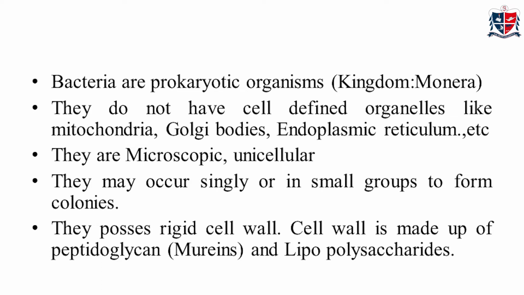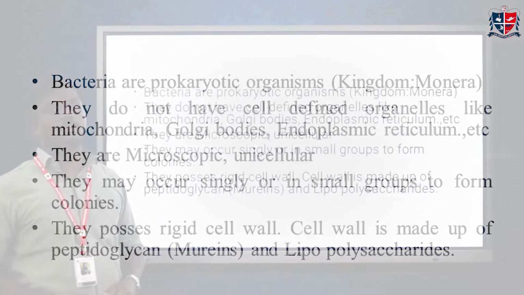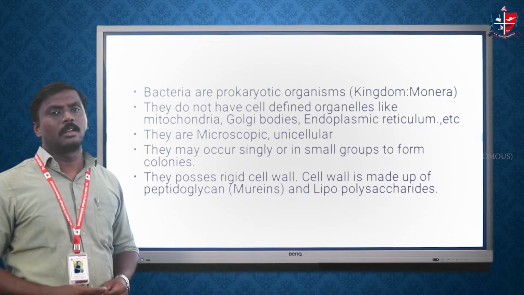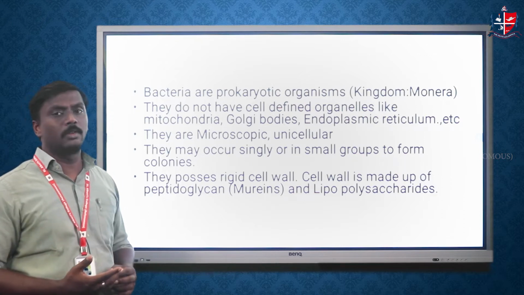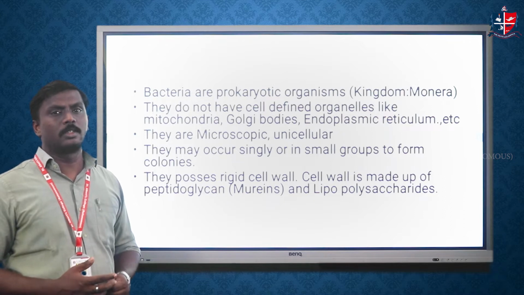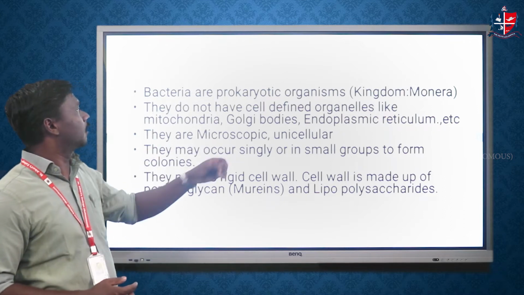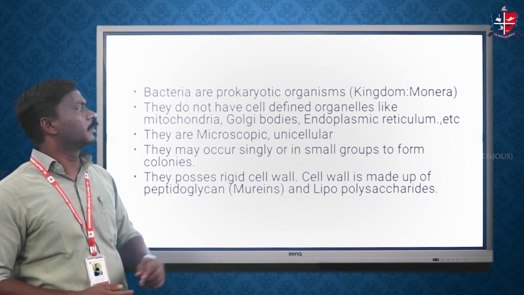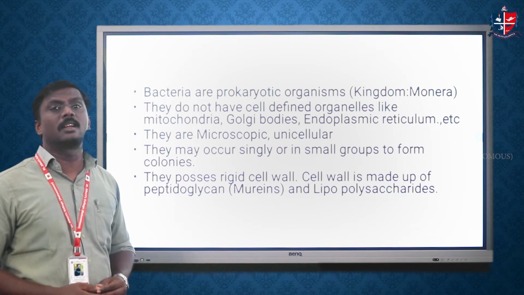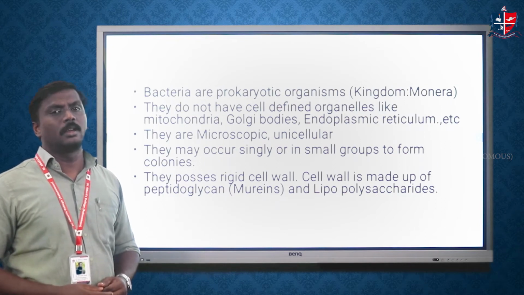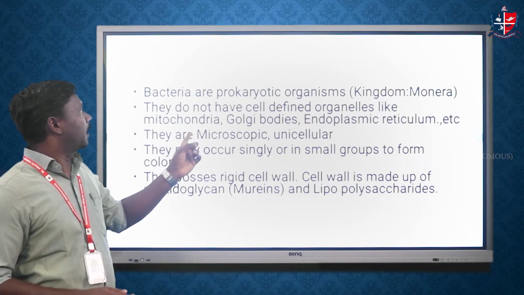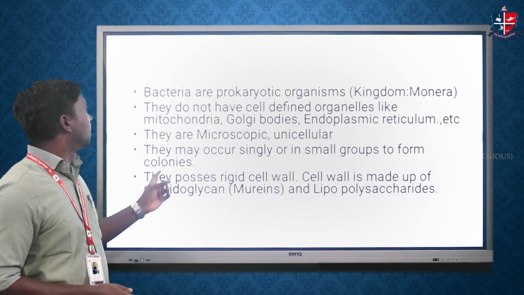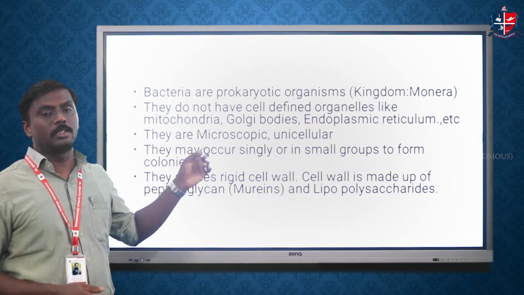Bacteria are prokaryotic organisms and come under the kingdom Monera. You know that there are prokaryotes and eukaryotes in zoology classes, and prokaryotes do not have well-defined organelles like mitochondria, Golgi bodies, endoplasmic reticulum, etc. These are the cell components in eukaryotic species. In bacteria, they do not have such well-defined organelles. They are microscopic and unicellular.